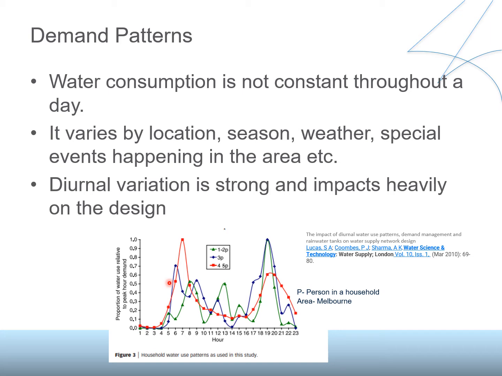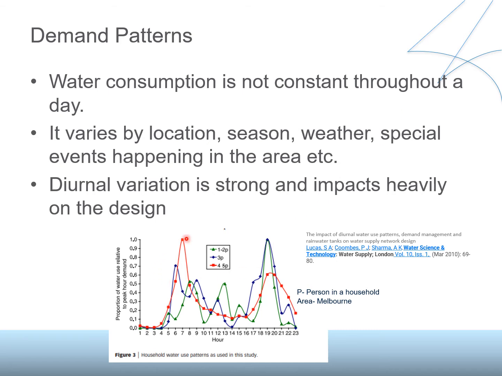We can see there is a big difference between the peak water usage and the low water usage in all different households: 1 to 2 person households, 3 person households, and 4 to 5 person households. If we were using constant water throughout the day, then the size of the pipes required would be much smaller. But that is not the case.